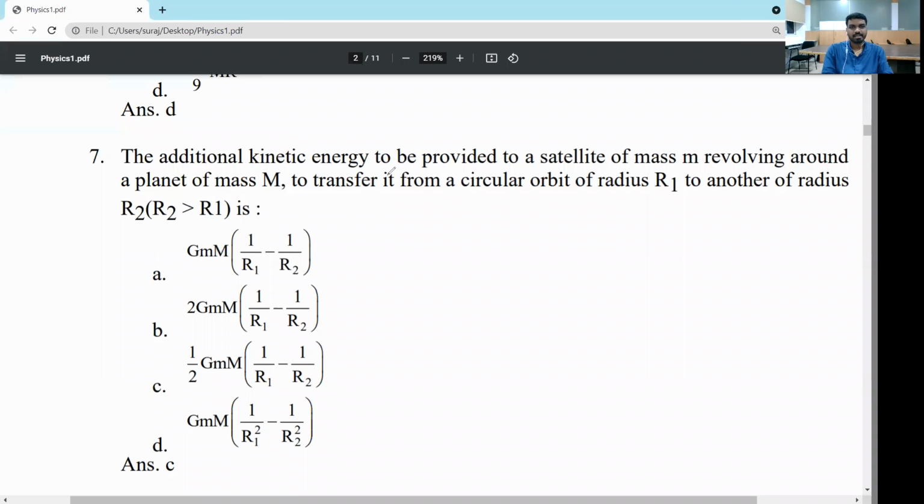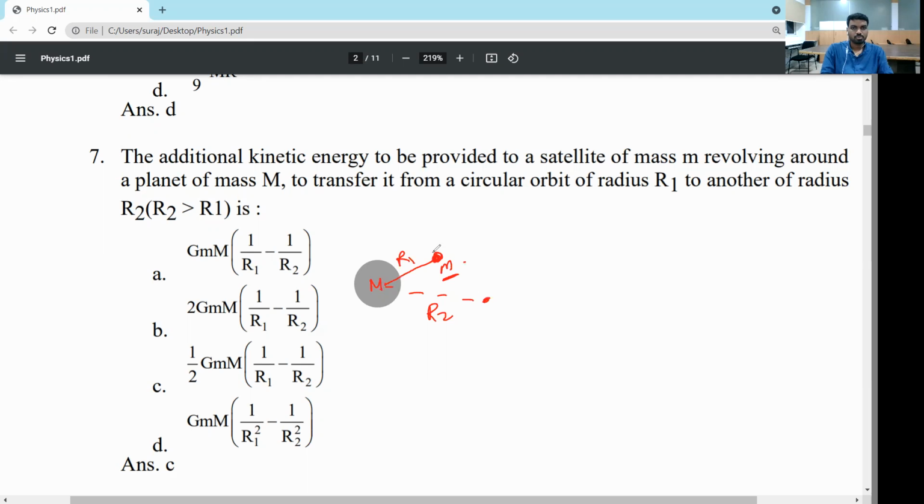The additional kinetic energy to be provided to a satellite of mass m revolving around a planet of mass M. So there is a planet. Planet mass is given as capital M. Satellite mass is small m. Radius is given r1. This is small m. To another radius r2, I want to transfer this satellite from radius r1 to radius r2. R2 is greater than r1.